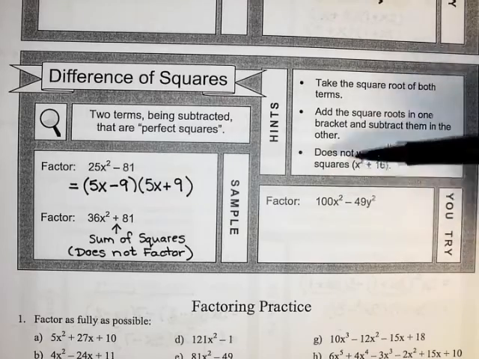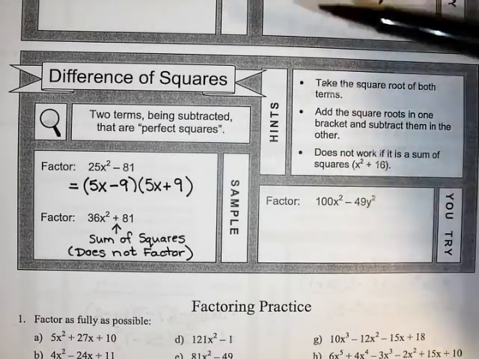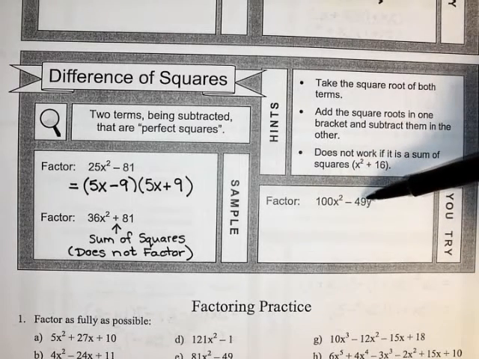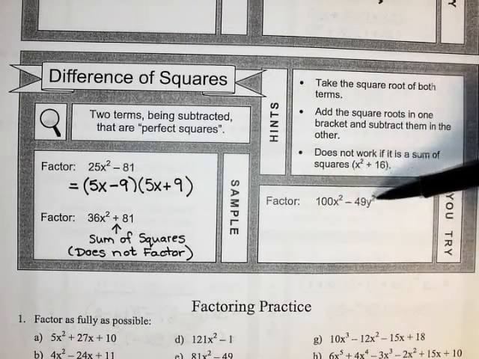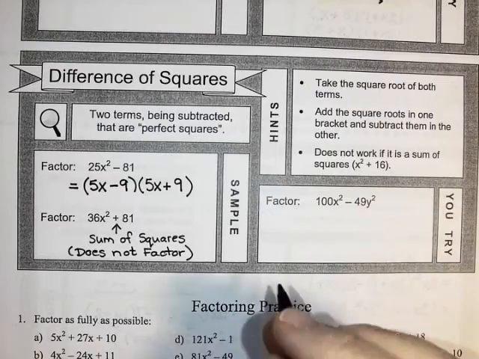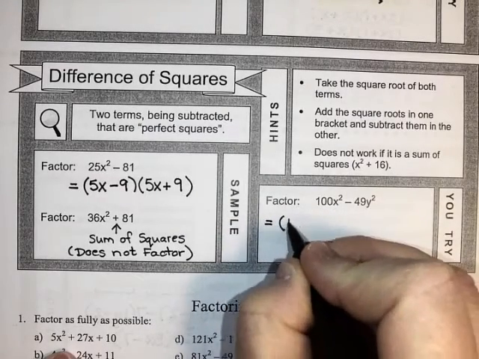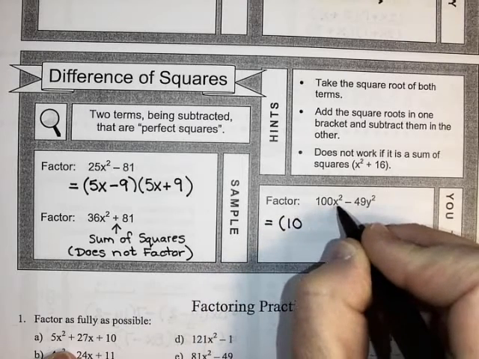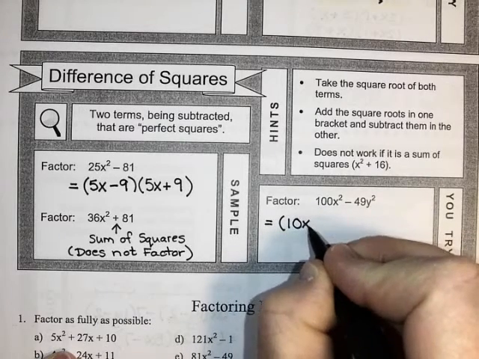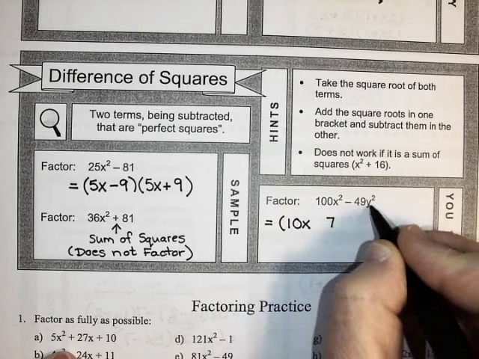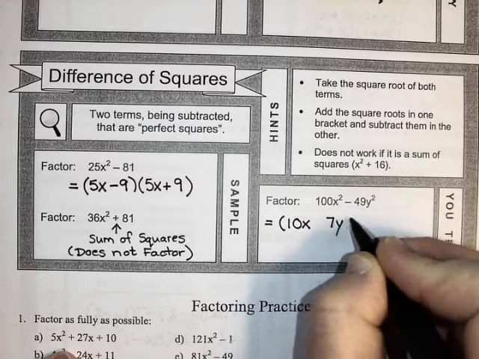Okay, for this one, I have two terms. They are being subtracted, so it's a difference. And they are perfect squares. This is 10 squared, 7 squared, and then the x and the y both have squares on them. So what we're going to do is square root 100, which is 10. I'm going to square root x squared, which is x. I'm going to square root 49, which is 7, and square root y squared, which is y.